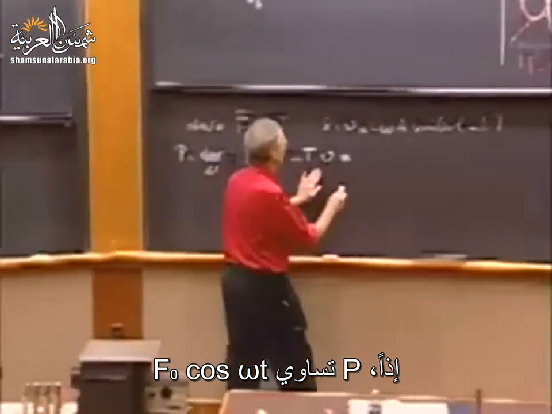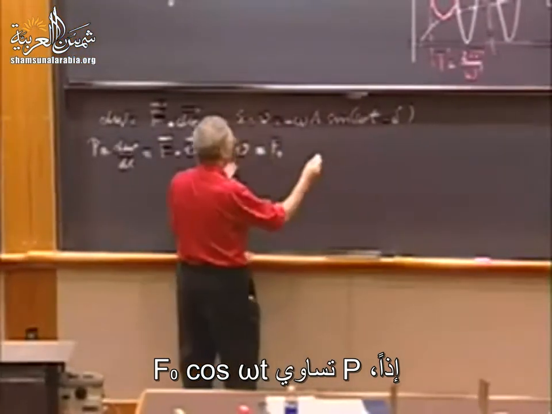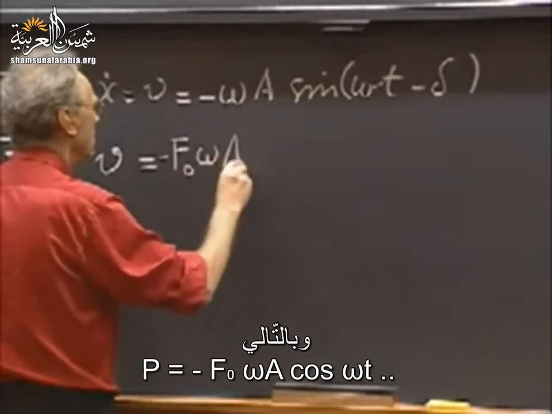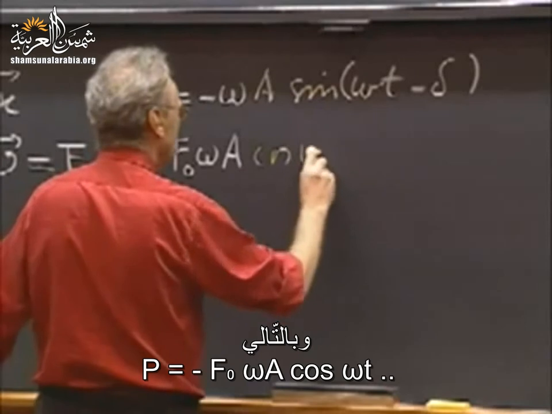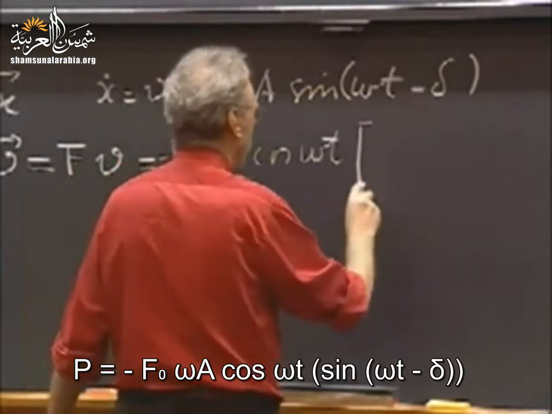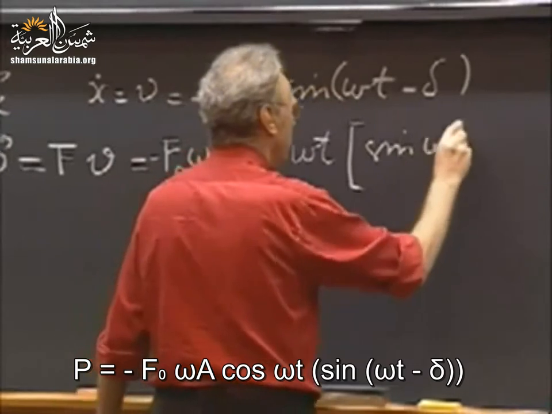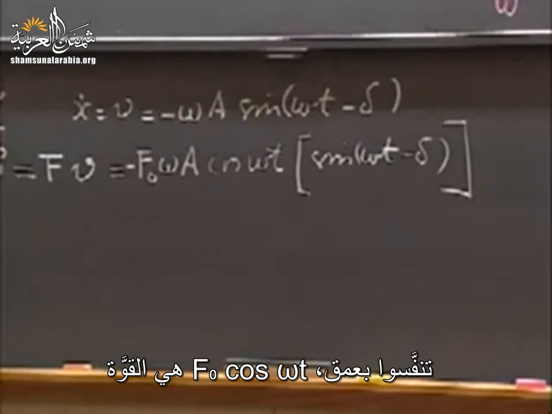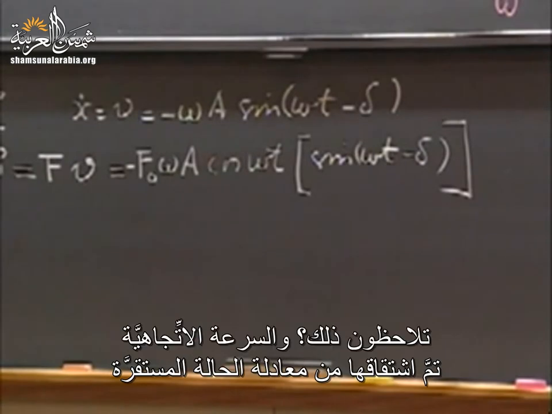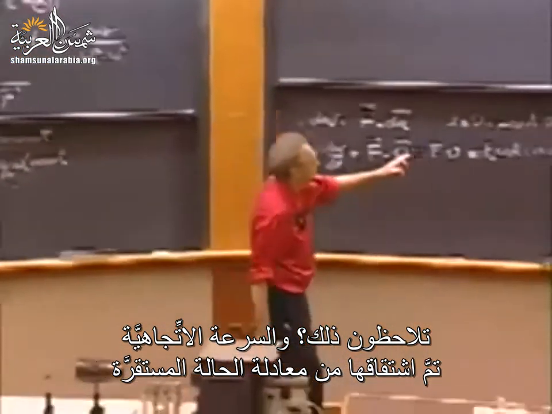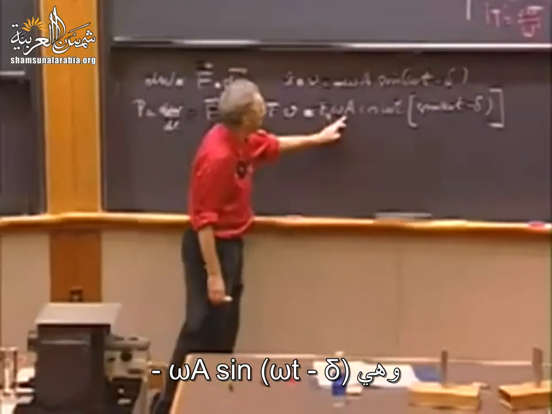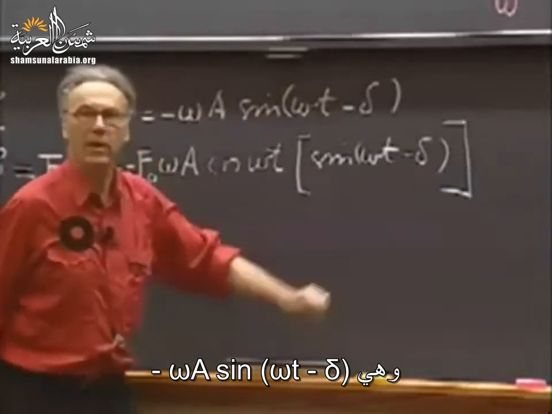So there we go, F0 cosine omega t, but I'm going to put these in also now. So I get omega A, and then I put in the cosine omega t, and now I'm going to put in this one, the sine of omega t minus delta. So take a deep breath. F0 cosine omega t is the force. See that there? And the velocity has been derived from the first derivative of the steady state solution. Gives me a minus omega A sine of omega t minus delta.